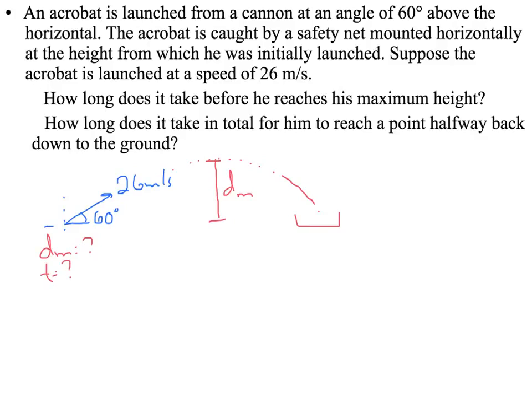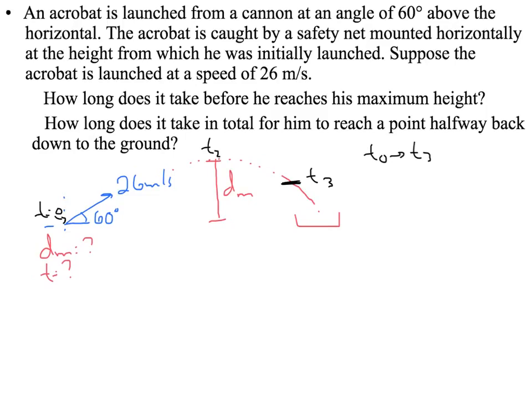B, how long does it take in order for him to reach a point halfway back down to the ground? Now this is a little confusing, but what that means is that from this point right here, so t equals 0, to a point halfway, we'll call that right there, we'll call that T3. Probably call that T2. T3 is halfway back down. Okay? So it's going to be the time from T0 to T3. That's going to be the answer to B. Okay? But let's focus on A right now.